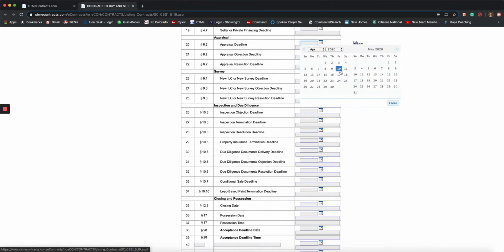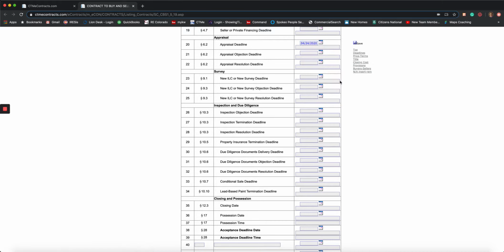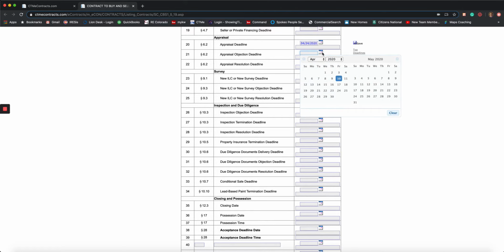So again, 2 to 3 weeks, let's just call it the 24th here, and then an objection deadline. So the objection deadline would be the appraisal goes out to the property, hits their deadline, and then has an appraisal report done in order for the buyer to review and see if there's anything to object to. On an appraisal, obviously, the objection would be if there is an appraisal deficit.